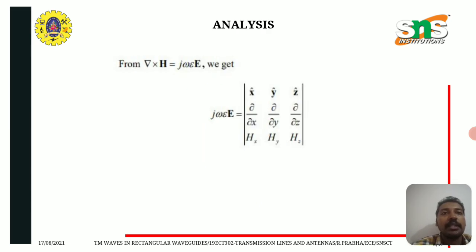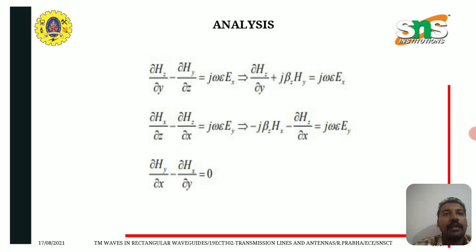From del cross H equal to j omega epsilon E, we form the matrix for del cross H and equate it with j omega epsilon E. We get dou Hz by dou y minus dou Hy by dou z equal to j omega epsilon Ex, dou Hx by dou z minus dou Hz by dou x equal to j omega epsilon Ey, and dou Hy by dou x minus dou Hx by dou y equal to 0.